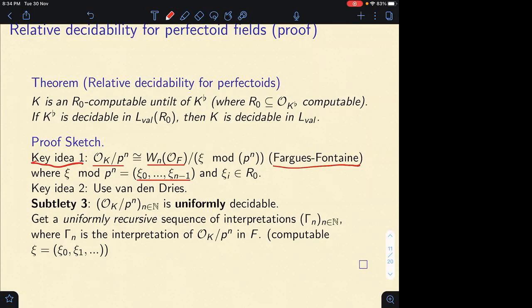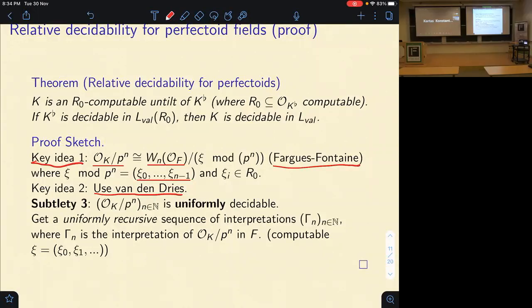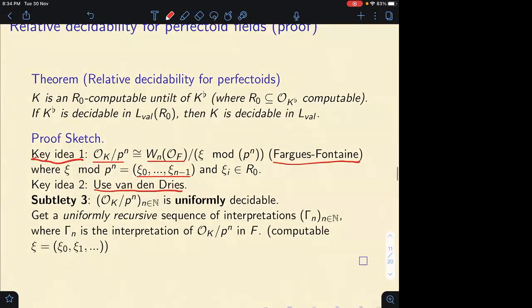But as we saw before, okay, so this already tells you that each individual residue ring is decidable, but... Sorry, is there a question? No, just a sneeze. Okay, yeah. So now you're almost in a position to use Van den Dries. There is this subtle point that we discussed before, of uniformity. But here comes the assumption that we haven't used so far, which is that K is an R0 computable untilt of its tilt.